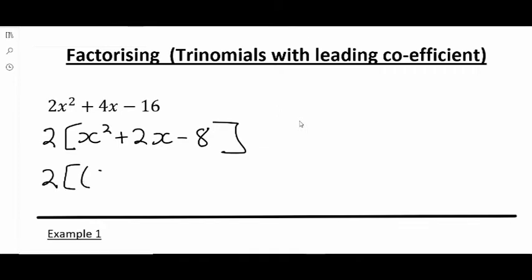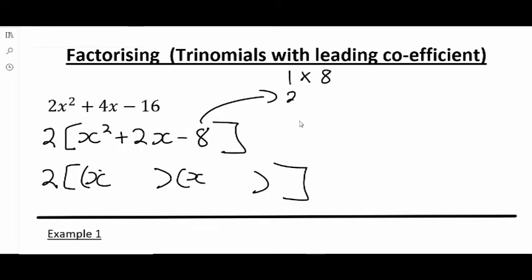Use those big brackets. Those big brackets, they look fancy. They let your teacher know that I know what I'm doing. Look at my big brackets. We're going to take the factor pairings of 8. It's 1 times 8, 2 times 4. I think I've covered my bases there.